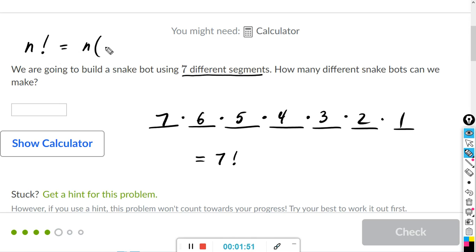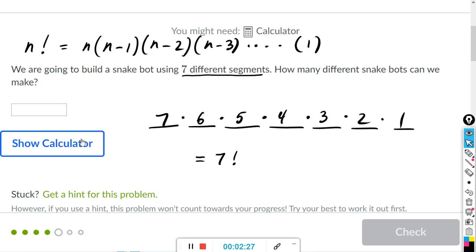So you start with n, then you decrease it by 1, so that's n minus 1. You decrease it by 1 again, n minus 2. And you keep going, n minus 3, until you get to the number 1. So that's all the factorial function is. You start with the original number and decrease it by 1 each time, and you just multiply all those numbers. So this right here equals 7 factorial.